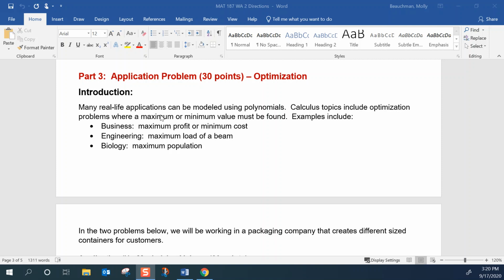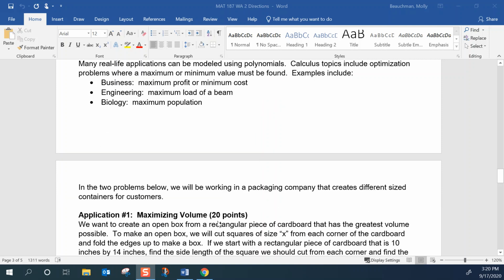So there are many real-life applications that can be modeled using polynomials. Calculus topics include optimization problems where a maximum or minimum value must be found. For example, in business, there's a maximum profit or a minimum cost. Engineering might be a maximum load of a beam. Biology might want to find the maximum population.